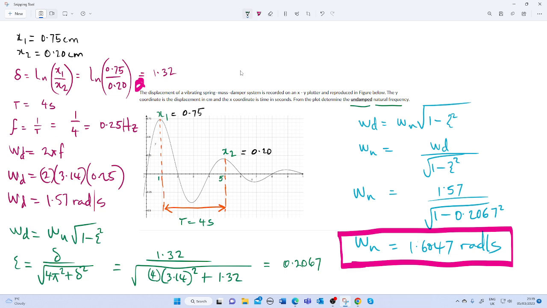natural frequency. Once again, the displacement of a vibrating system is recorded on XY plotter and reproduced in figure below. The Y coordinate is the displacement in centimeter and the X coordinate is time in seconds. From the plot, calculate the undamped natural frequency, which is Wn.